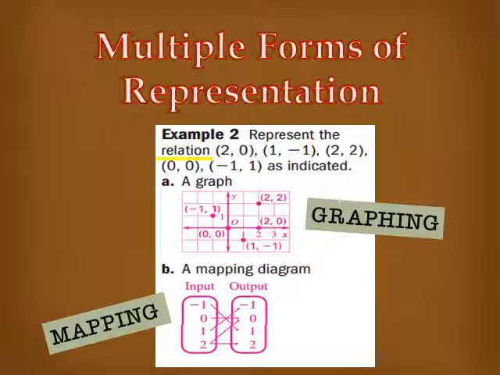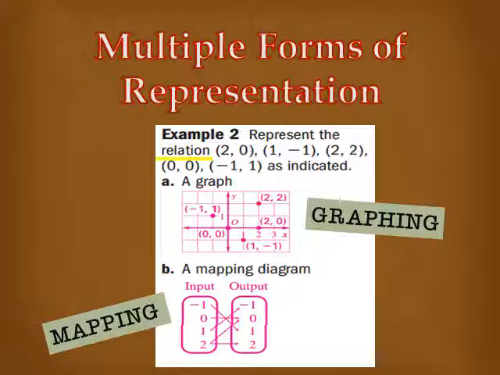So if we were to do that as a graph, we're going to plot those points on the coordinate graph. We would see we have negative 1, negative 1; 1, 0; 0, 1; negative 1, 2; 0, and 2, 2. So we've graphed our points. That is one way of doing that.